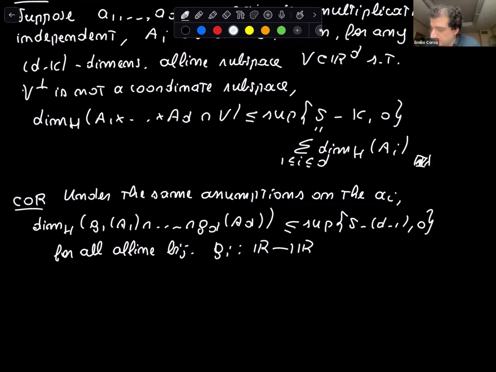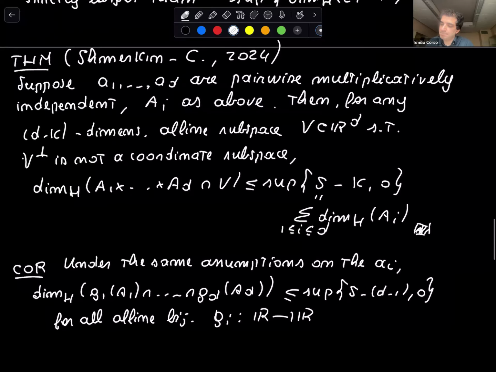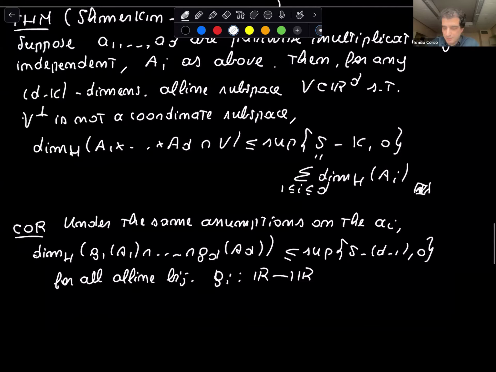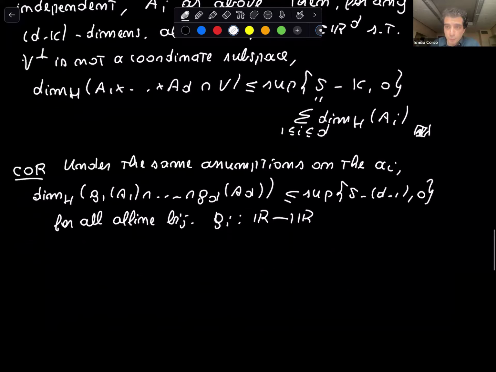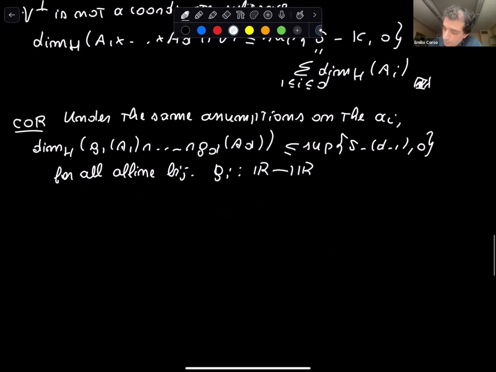So perhaps before saying a few words about the proof, are there any questions about the statement? Or about whatever I said so far? Okay, so if there are no questions, let me say a few words about the proof, and then, of course, if time runs out, I'm certainly available to tell you more in the discussion session.